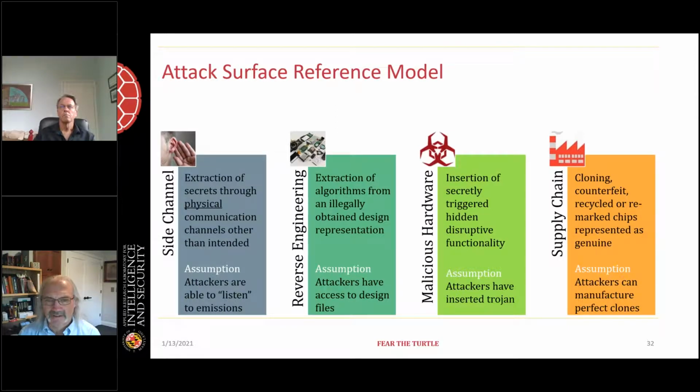And finally, and really the most cogent for the discussion today, is supply chain. And this is where cloning, counterfeiting, recycling, remarking chips improperly is a big threat. And our assumption here is that the attacker can manufacture a perfect clone of the device that they're trying to sell you illegally.